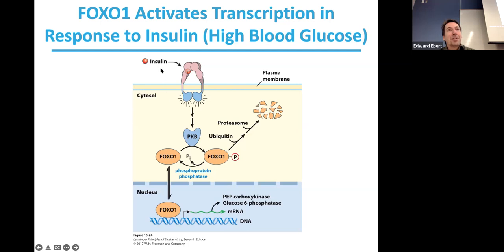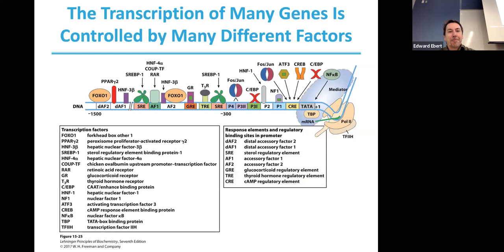So insulin says, hey, we don't need your services anymore. We're going to lay you off. We're going to destroy you, basically. But when we don't have insulin, typically we have low glucose concentrations. So that's when we're going to need gluconeogenesis to be active. So FOXO1 transcriptionally activates the production of PEPCK and glucose-6-phosphatase. Good times, right? All right.